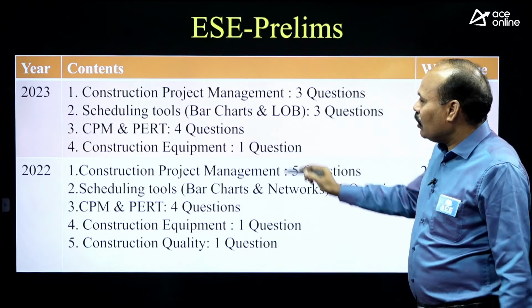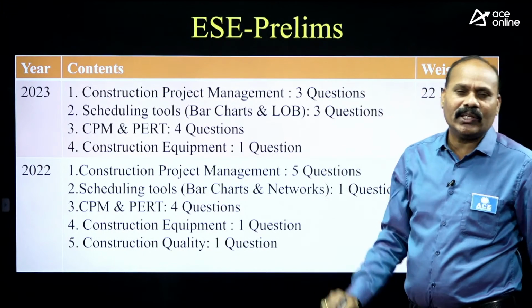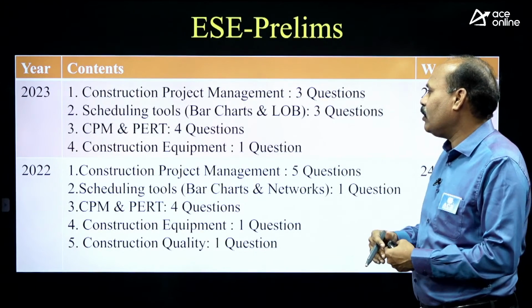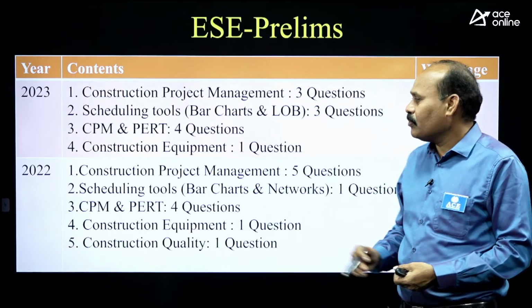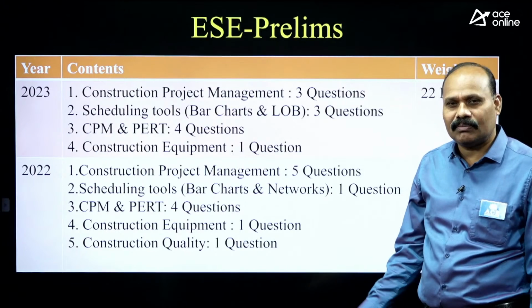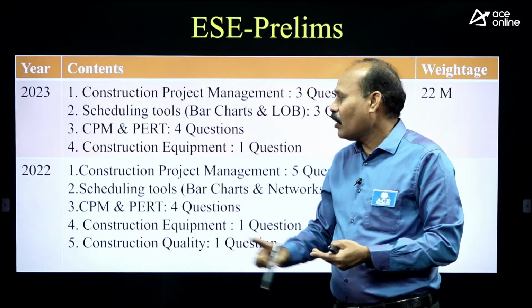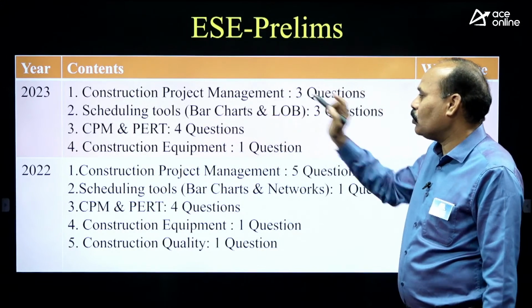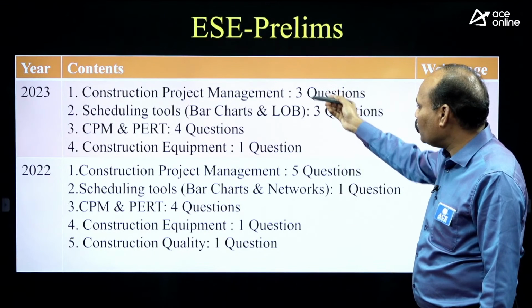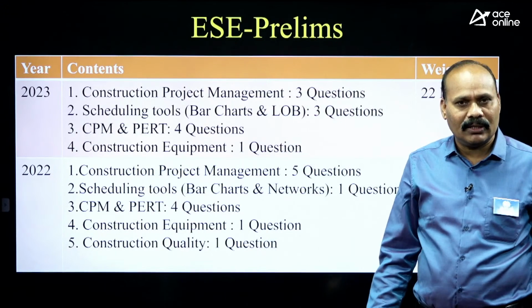Just leave it. Next part is scheduling tools, bar charts, straightforward 3 questions, very silly questions related to bar charts. Next, 4 questions from CPM and PERT. This is actually quite an interesting topic, and it is only the network diagram. We could see 4 questions in the 2023 paper. So how many questions can you comfortably manage? Here 1 question, here 3 questions, here 4 questions, without any doubt. So 8 questions you can manage.